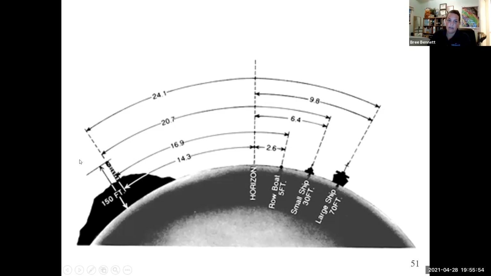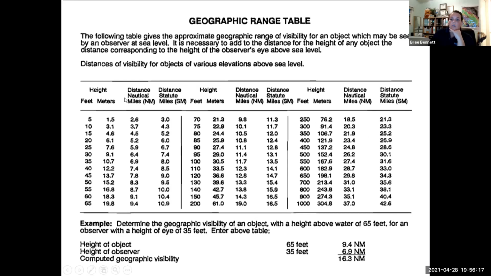So you have your height of light, which is given to you, right? Your height of the light is going to be given to you on the chart. And then you should know how high you are above the water. And you can apply those two numbers to see your geographic range, how far can you see this specific light? So there's different ways to figure out that number.